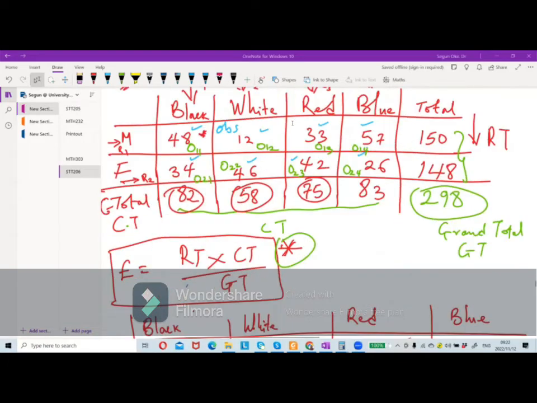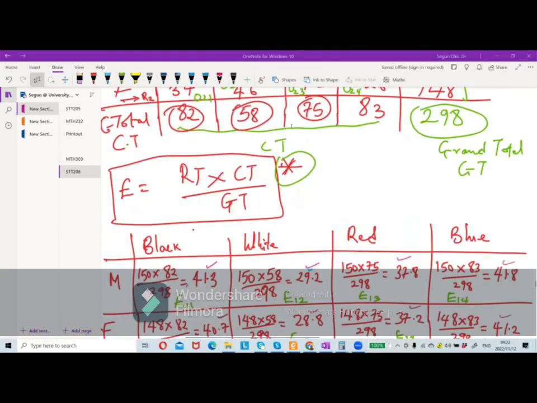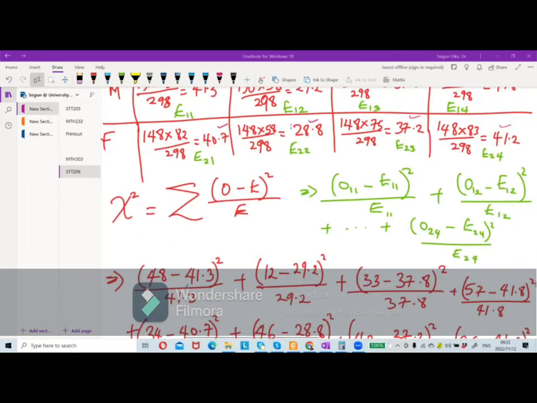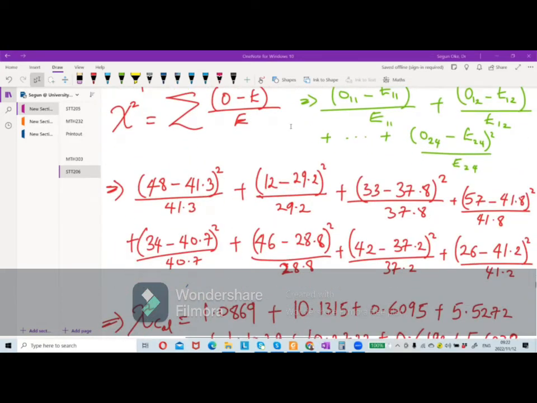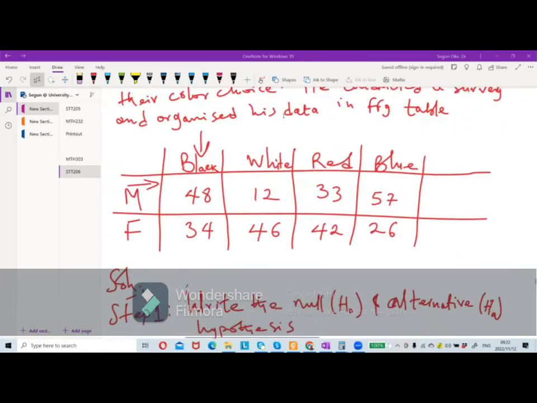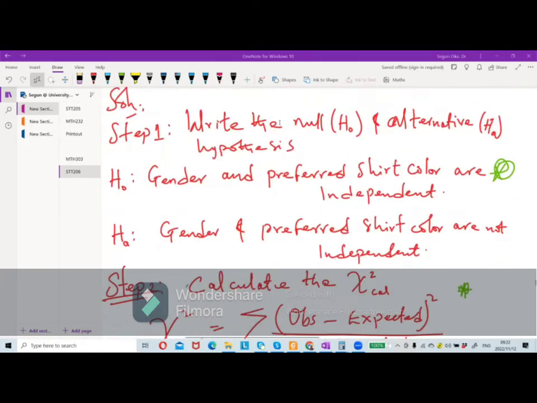Hello, sir. For that observation: if the calculated is less than the table one, how can you now accept the H0? It's not H1. You will accept the H0, the null hypothesis. And then you conclude that gender and preferred shirt color are independent. I hope I'm clear. Yes, sir. So that is the way, it is the opposite way. Any question on that?